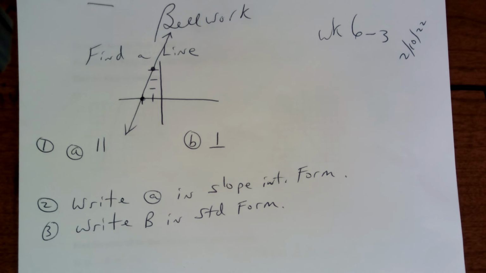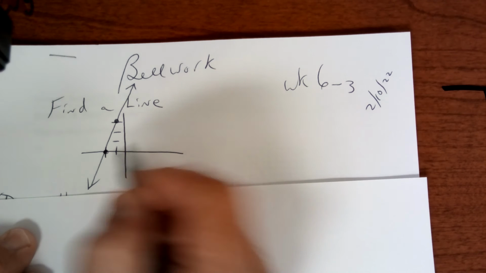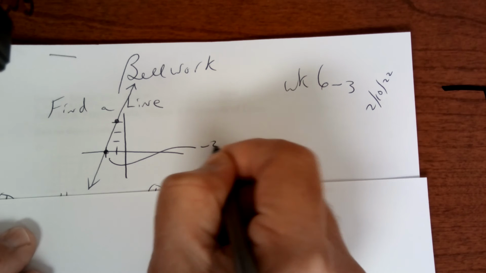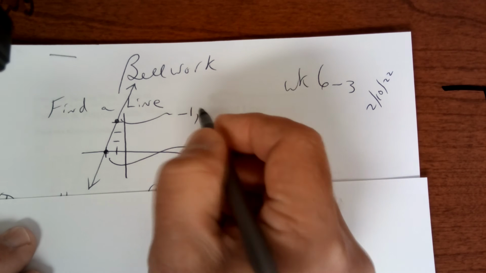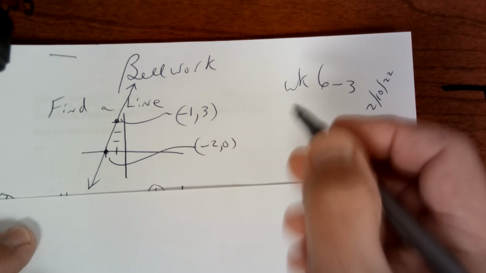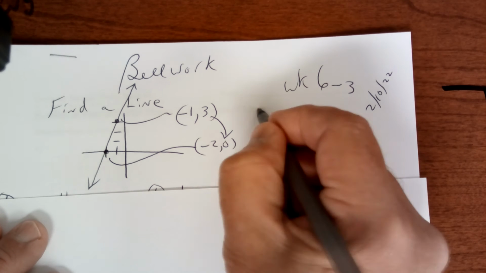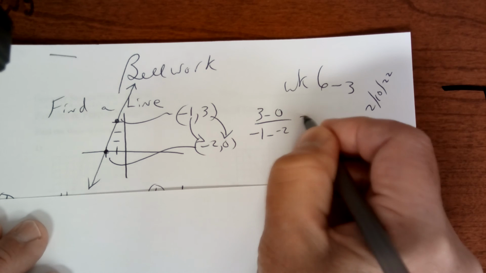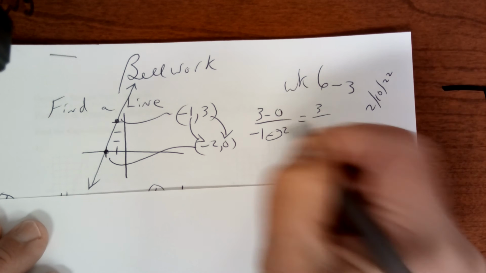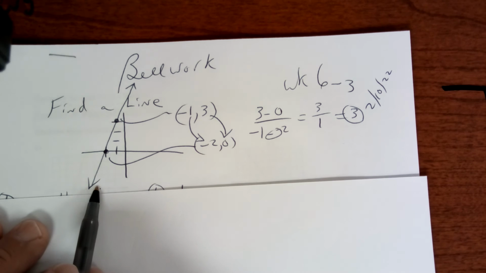This is your bell work for geometry, and we're doing parallel and perpendicular. Well, first, you have to find the slope. This point is (-2, 0). This point is (-1, 3). When you find the slope, it's going to be something minus something. So y is on top, and x is on the bottom. That's going to give you 3. This is a plus. That's going to give you 3 over 1. So the slope of this line is 3, up 3 over 1.